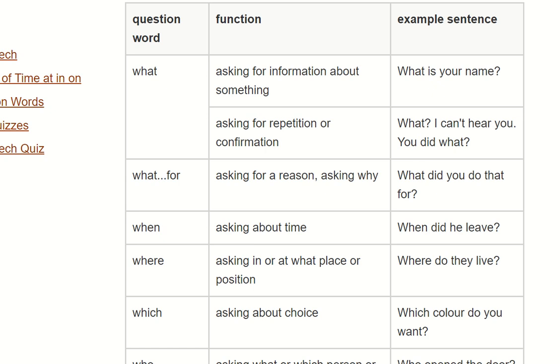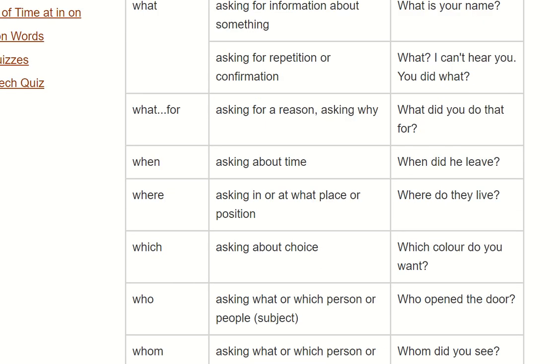Number three, when we want to ask about time. When did he leave? Or when does our class start? Our class is going to start at 10 o'clock in the morning. The next one is where. We use where whenever we want to ask about a place or a position. For example, where do they live? Where do you live? Or where does she live?